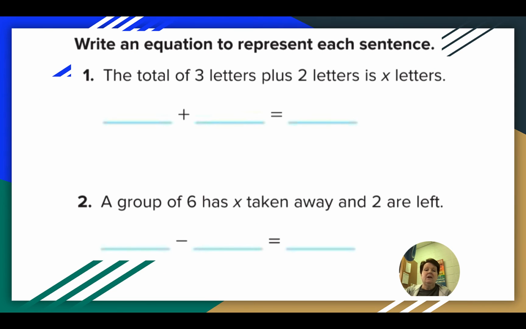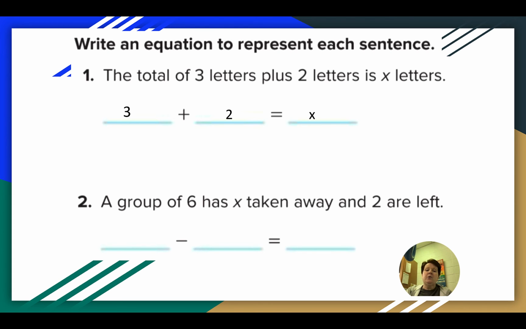All right, here's an equation to represent the sentence. The total of 3 letters plus 2 letters is X letters. How do you write that? 3 plus 2 equals X. And you could figure out what X is, because we know what 3 plus 2 is, which is 5, so X would be 5.